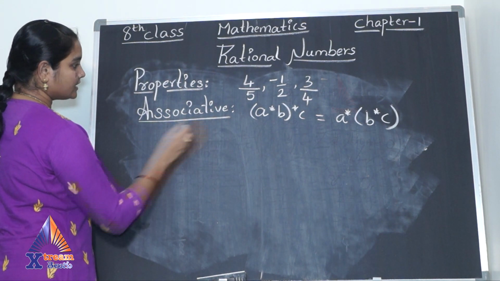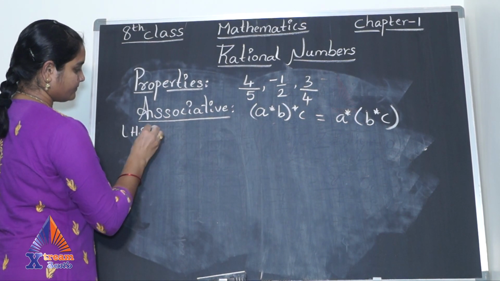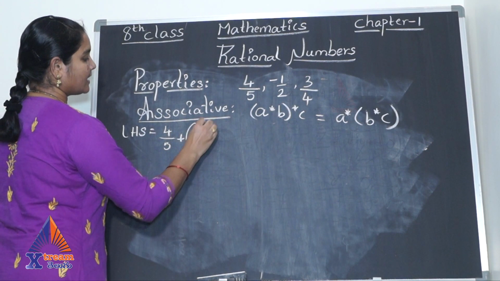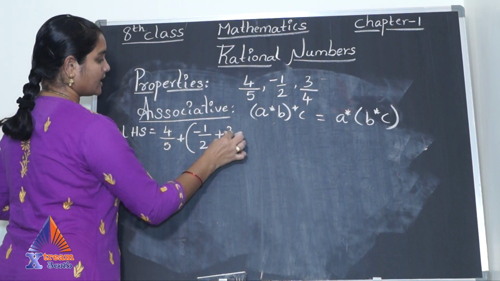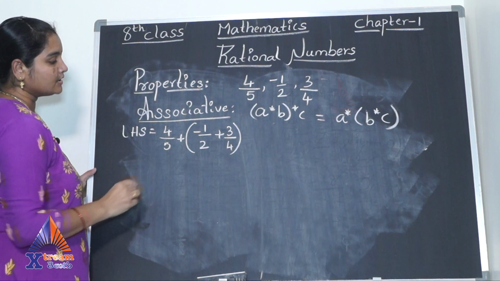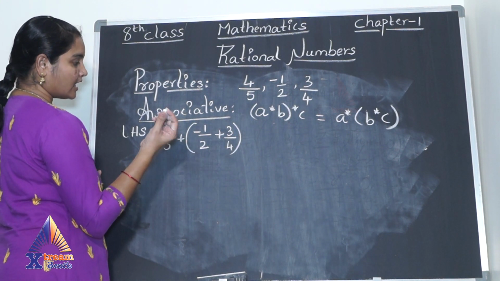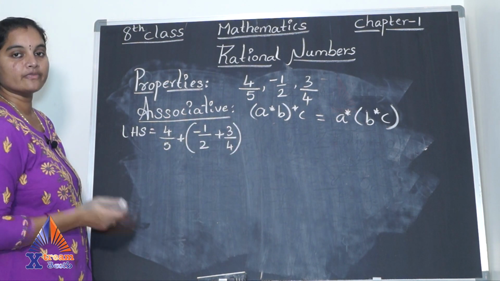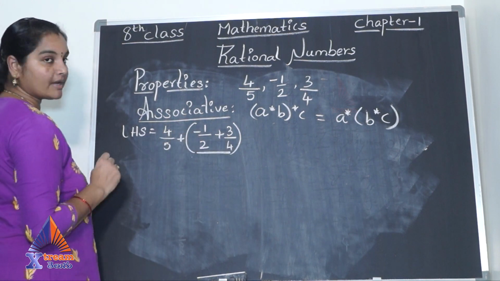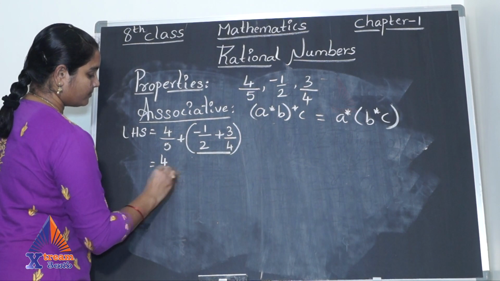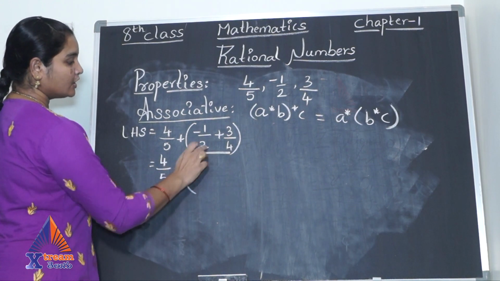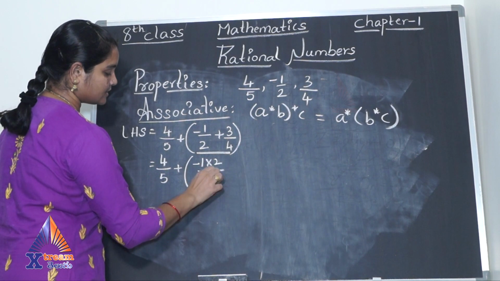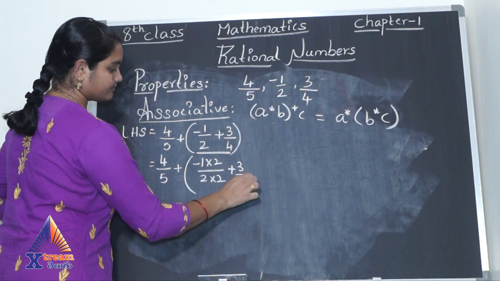So first I try with the LHS. 4 by 5 plus (minus 1 by 2 plus 3 by 4). What our BODMAS rule says is, first we need to deal with the bracketed part and then go for the outside number. So I'm first dealing with the bracketed part here. For 2 and 4, the LCM is 4. So we get minus 1 into 2 by 2 into 2 plus 3 by 4.